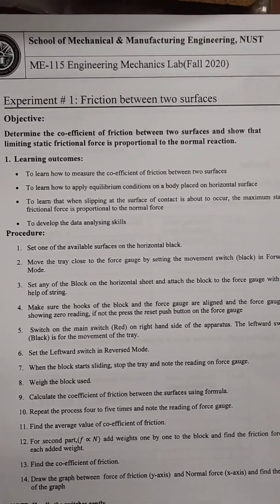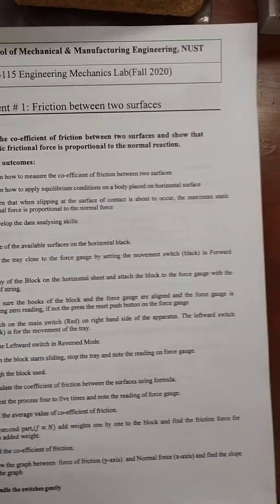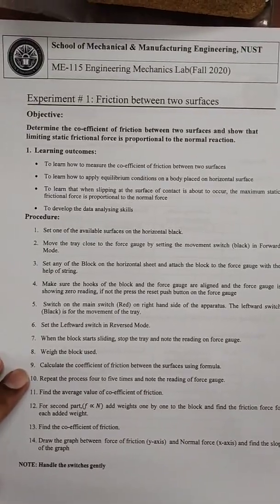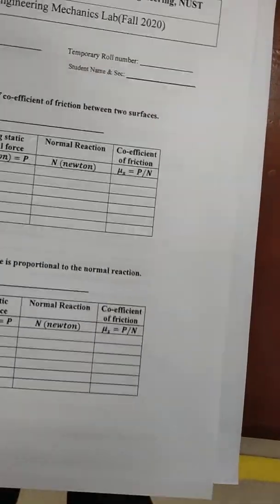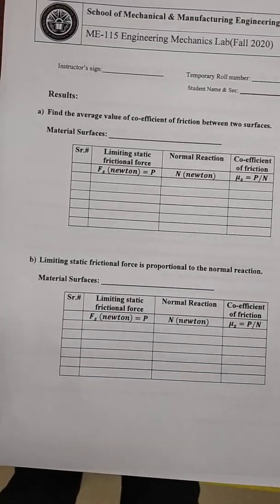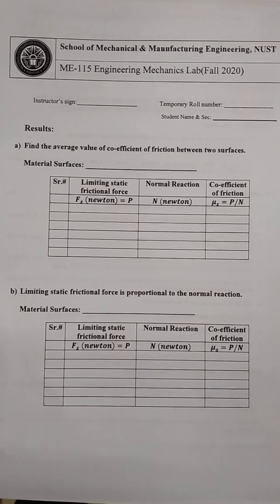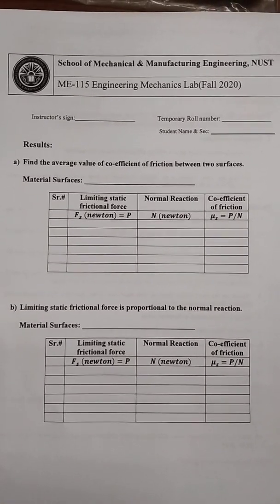Basically you have to determine the coefficient of friction between two surfaces, and down there is a procedure, and on the next page you have basically two tables. The first one is basically to find the average coefficient of friction between two surfaces.